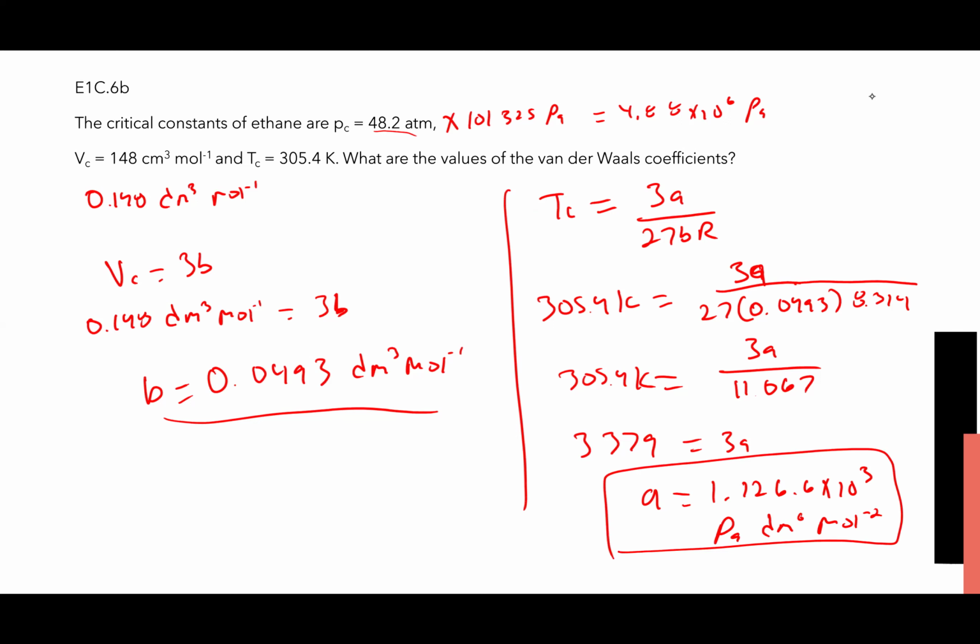Now, depending where you look up the values, like I just looked it up in the back of the book in the resource section, they have A listed in atmospheres per decimeter to the 6 power, moles to the -2 power. But it would just be a slightly different number. It would be a much smaller number, but that's all there is to it.